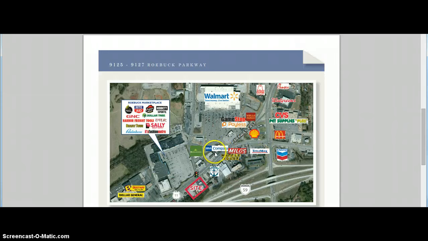Look here, three major regional banks: Regions Bank, BB&T, Compass, and Wells Fargo, and obviously the Walmart, the GameStop, Payless. You see what I'm saying? All of this is within 0.25 miles of this property. This is a very attractive area. This is a deal that I hope I can obtain.